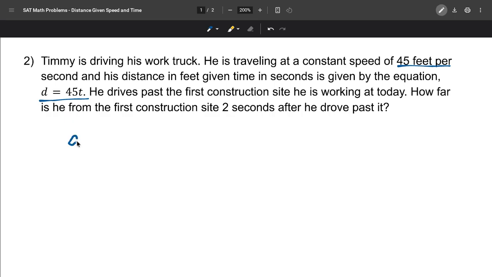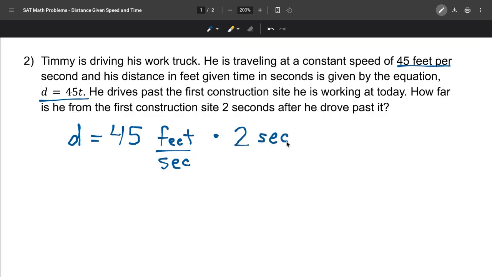All right, so we're going to take d here. That's going to be equal to 45 feet per second. I'm going to multiply that by 2 seconds. The seconds will cancel, and 45 times 2 is 90. And that's 90 feet. I'm just going to do ft for feet here. So 90 feet for the second one.